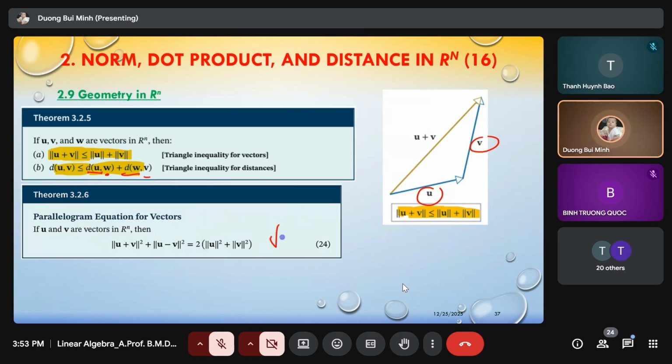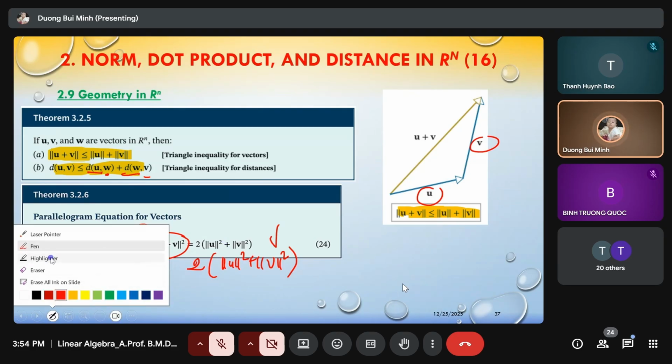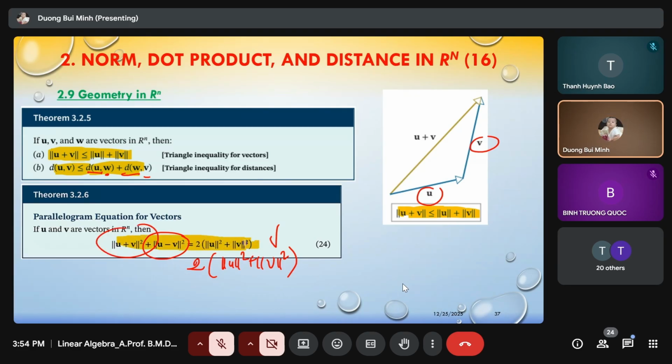Many properties, or theorems. We have the norm of u plus v squared plus the norm of u minus v squared equals 2 times the norm of u squared plus the norm of v squared. So this property is also important. Please remember it.